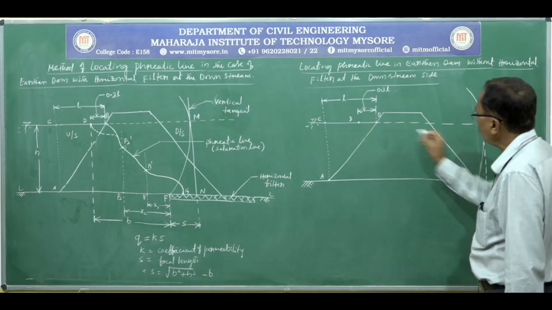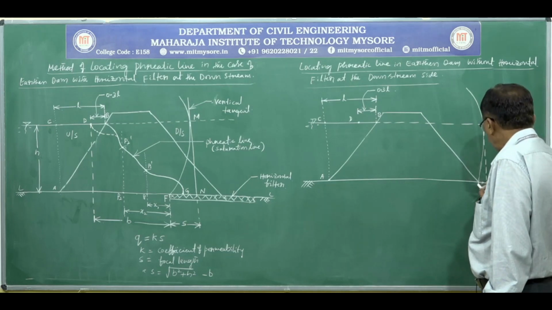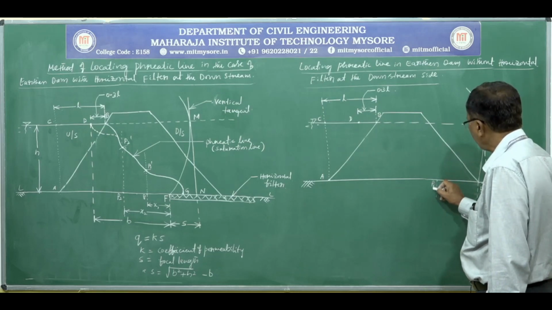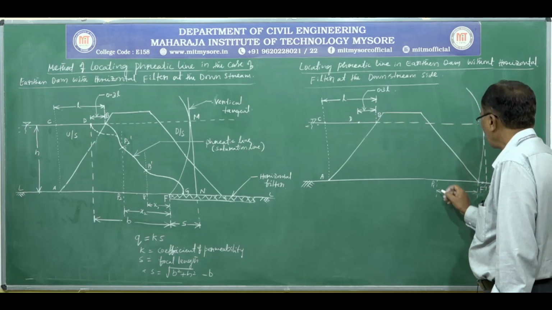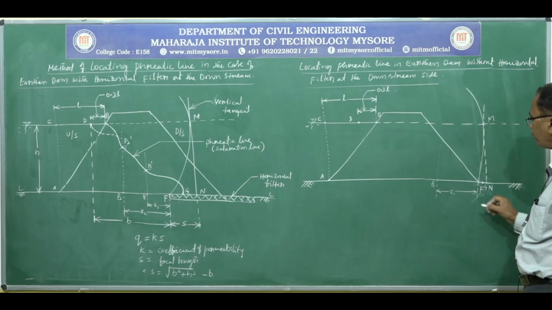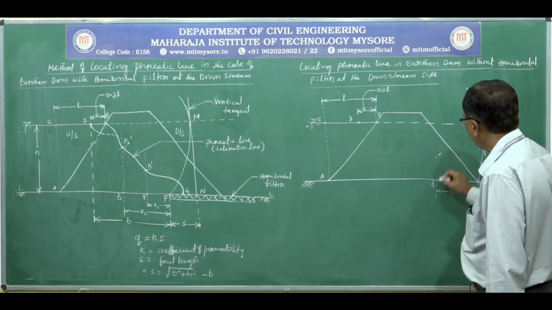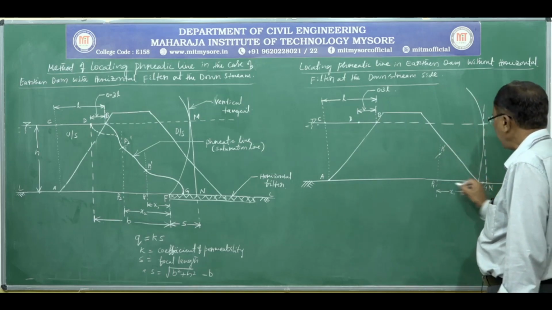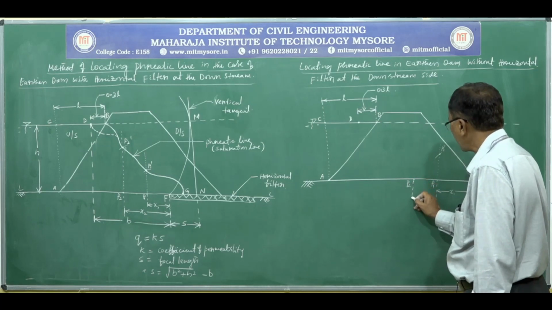Next, in order to locate the intermediate points between B and G, say measure x1 from F, drop a perpendicular. With F as center, FP1 as radius, draw an arc to cut the vertical line produced from P1, say it is P1 dash. Similarly, select any other point, say P2 at a distance of x2.